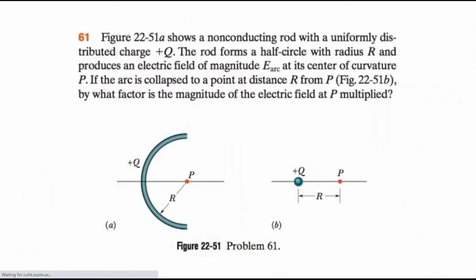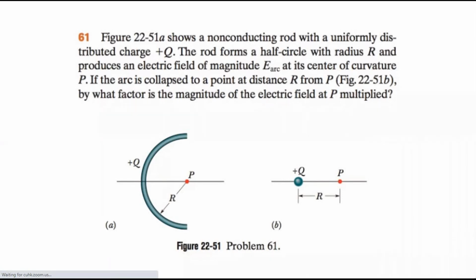The figure shows a non-conducting rod with a uniformly distributed positive charge Q. The rod forms a half circle with a radius r and produces an electrical field of magnitude E arc at its center of curvature P. If the arc is collapsed to a point at distance r from P, by what factor is the magnitude of the electrical field at P multiplied?